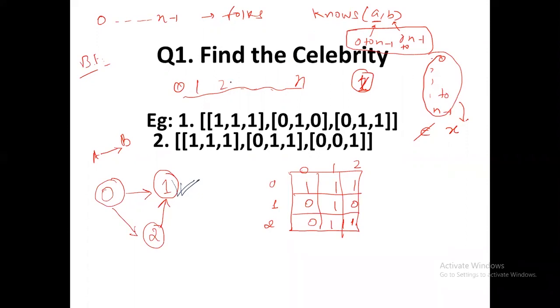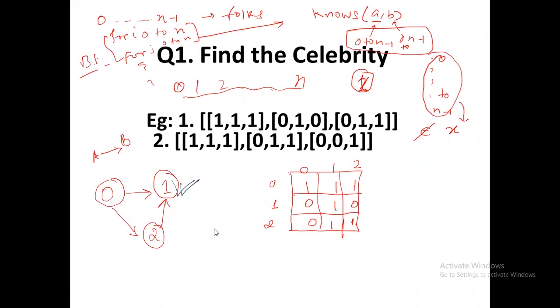Now, if I am going to do that, I have to use a for loop from 0 to n, and another for loop, which is a nested loop from 0 to n. These are the two things. For each and every i and j, let's consider this as i, let's consider this as j, I am going to make a call to this knows function. Yes, that's good.